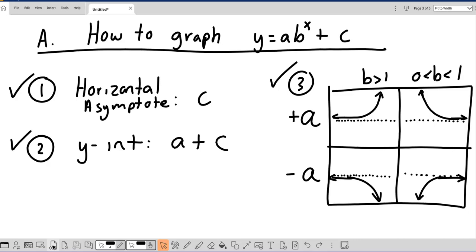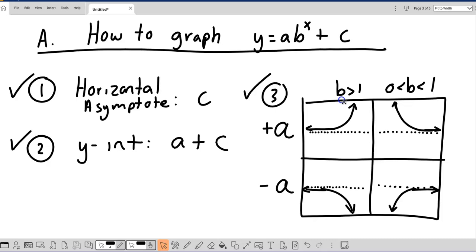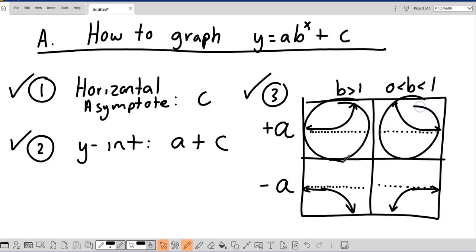All right, so Ben, would you say it's the one on the top left, top right, bottom left, or bottom right? Top right is correct. So my shape is going to look like that guy. Flat on the right side, up against the asymptote, going up on the left side.